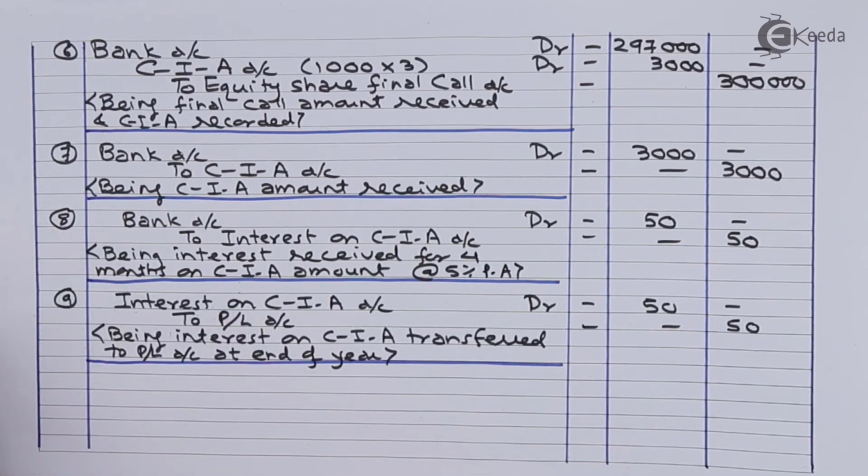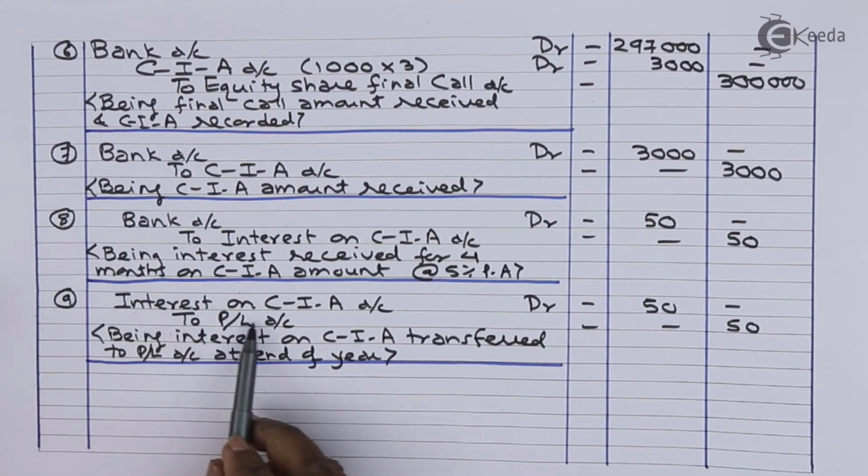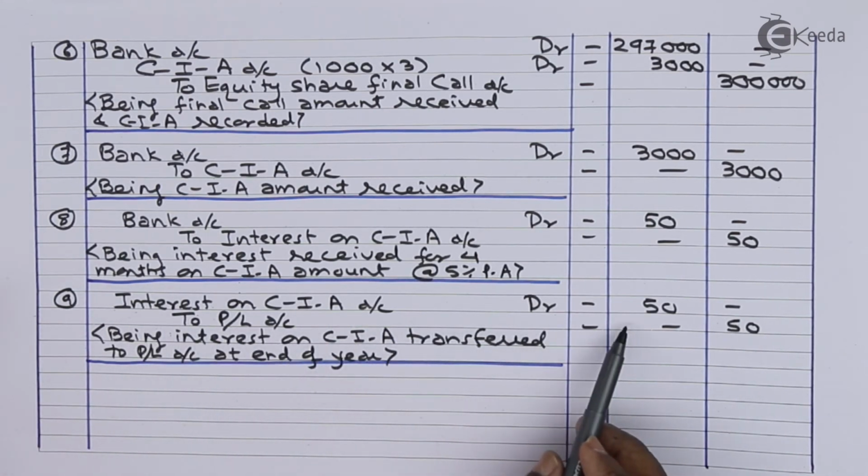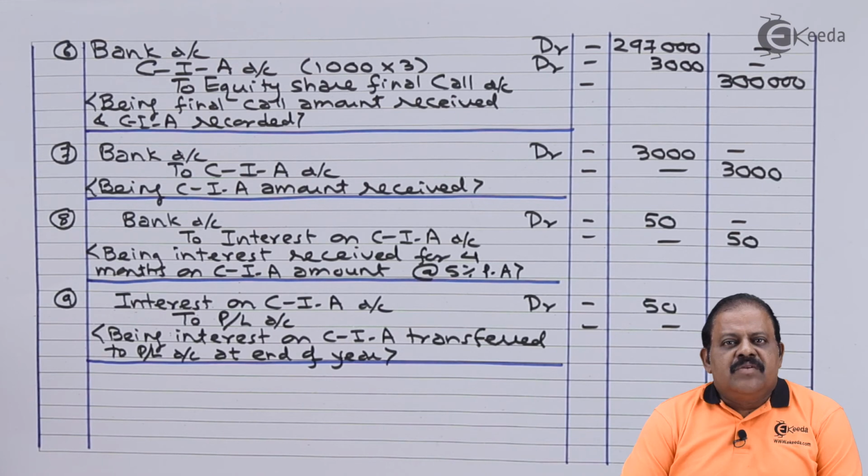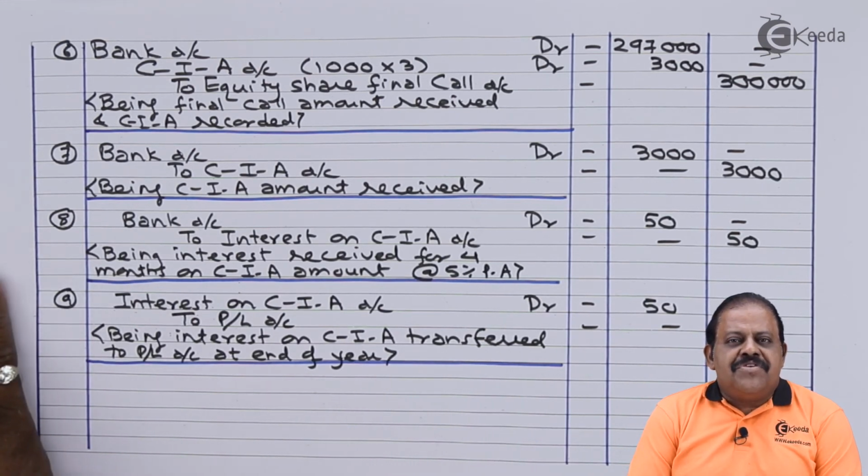At the end of the year, interest on calls in arrears, which is income for the company, will be transferred to profit and loss account. Entry will be interest on calls in arrears account debit 50 rupees to profit and loss account 50 rupees. Here 5% interest is charged as per Table A as required in the question. We have completed all the required entries as asked in the question.